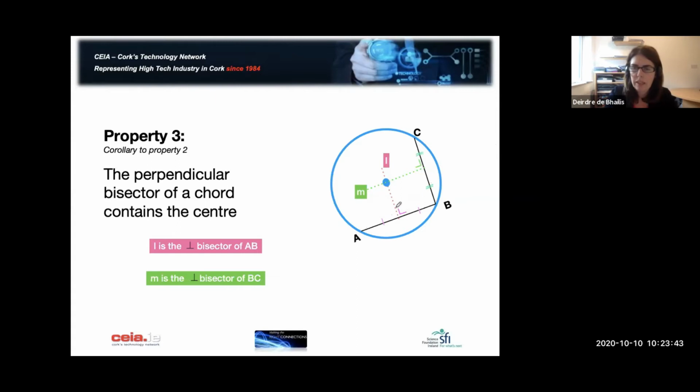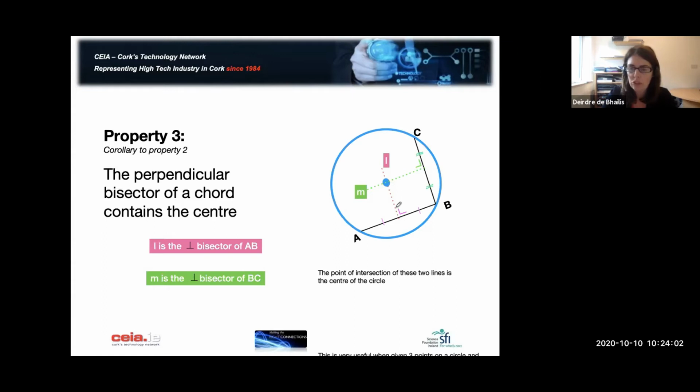M is the perpendicular bisector of BC, so you have the same on the other line. And then the point of intersection. So if you can get the equations of both those lines and find the point of intersection, then you have the center of the circle.